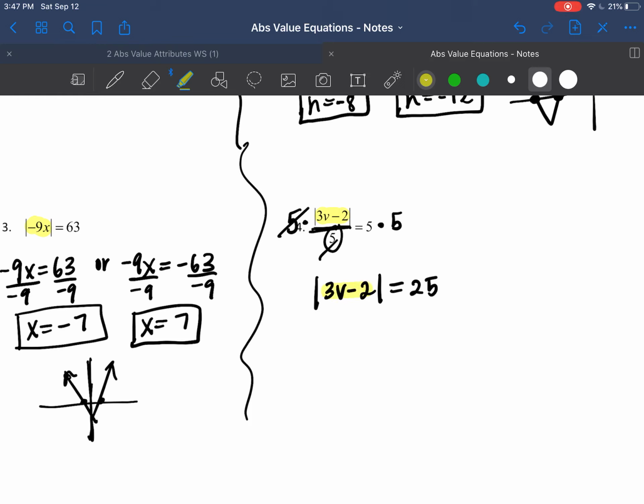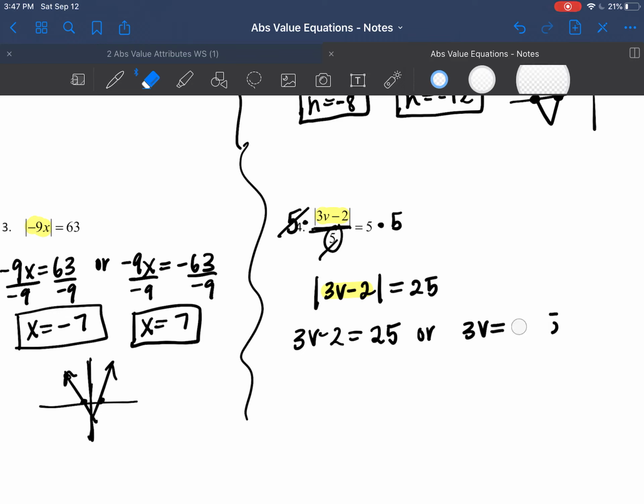Okay, now we are ready to set this 3v minus 2 equal to the positive 25 and equal to the negative 25. Oops. 3v minus 2 equals the negative 25. Okay, we had to write it twice. Equal to the positive version of this and the negative version.